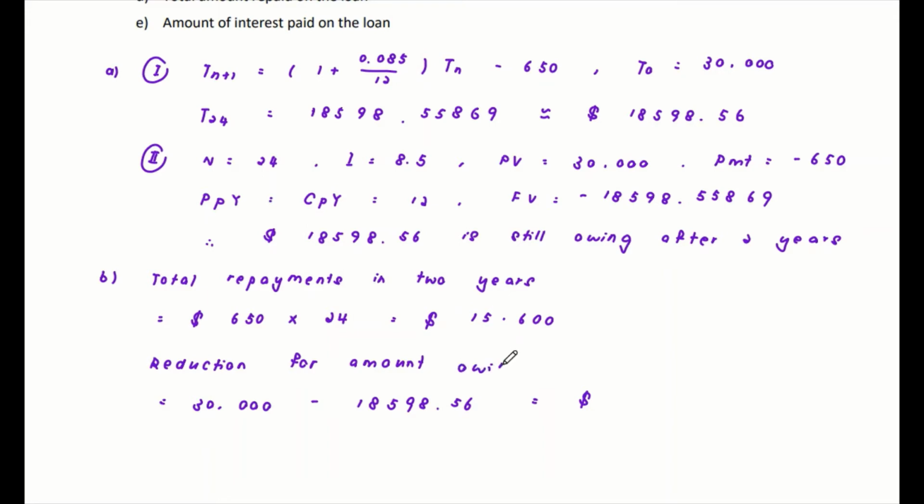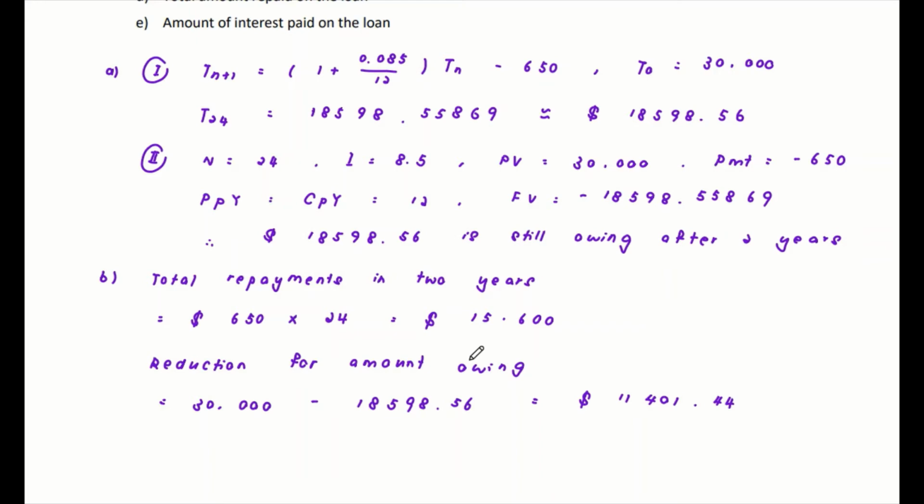Alright, so after I minus, then I'll be able to get 11,401.44. So which means this is the real deduction that I see from the amount of money that I'm owing. But you realize that I actually paid this much of money during 2 years, right? Then where did the other money go to?